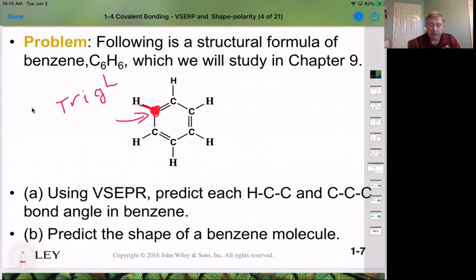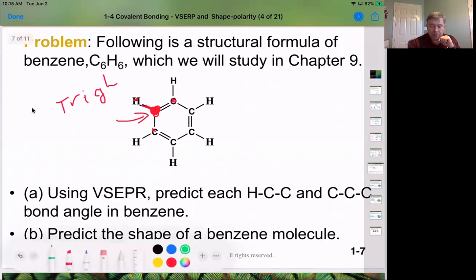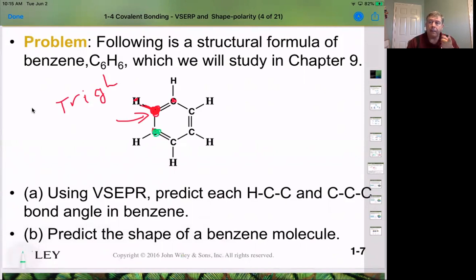Trigonal planar, okay? So that means this carbon and this hydrogen and this carbon are all flat in a plane, okay? So let's look at the next one over. I'm going to draw that one in green. This one right here has 3 things bonded to it, and that makes it trigonal planar also, which means that this and this and this are all in a plane. Let's look at the next one over. So this carbon here is also trigonal planar. So that means that this is flat with this, flat with this, flat with this. That's suggesting that our benzene molecule is going to be completely flat and planar.